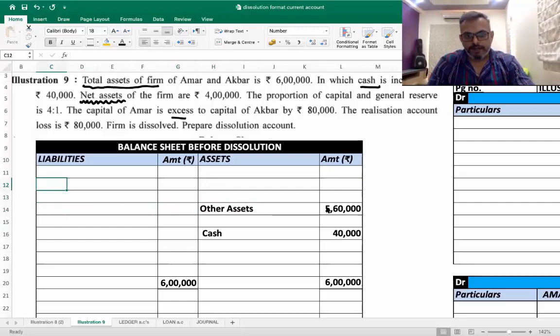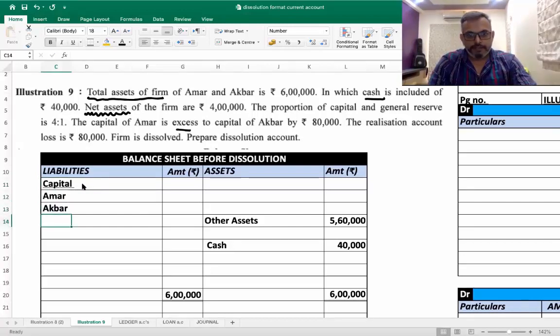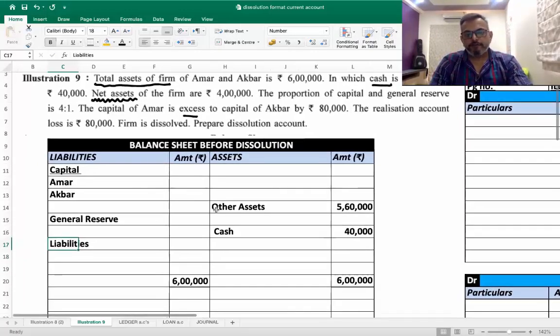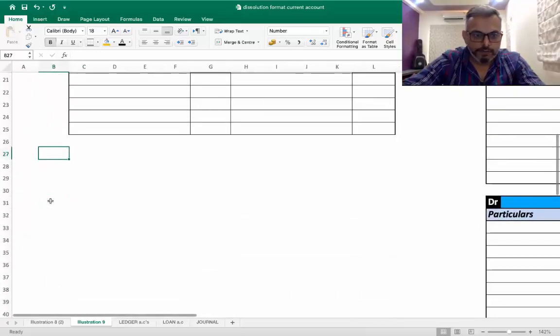Now we don't have much information except that the proportion of capital and reserve is given. What I can do is at least make the format. So capital, we have Amar, we have Akbar, then we have general reserve, and then we have liabilities. Okay, now this we have. Now we have to find the missing values. So do working note number 1. Write all of it. Working note number 1.